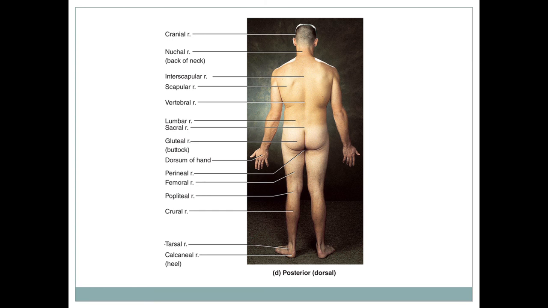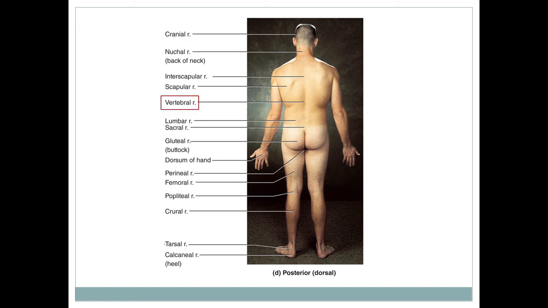Now, there's also some regional terms that are located along the main axis of the body, along the posterior side. The first one is the cranial region. The cranial region is basically the head. The area on the posterior side of the neck is called the nuchal region.